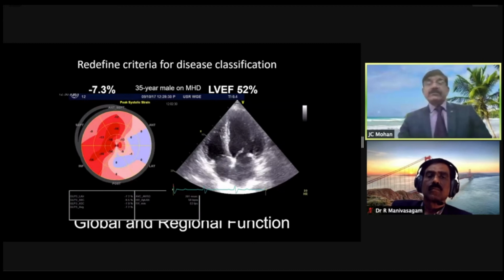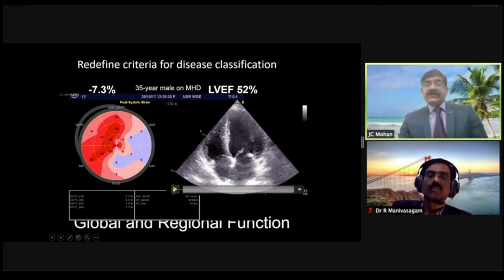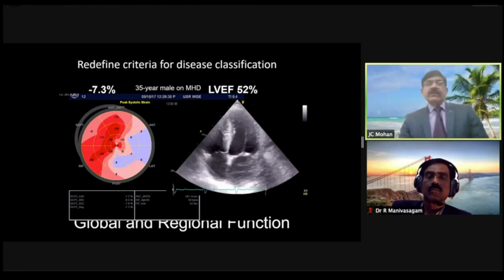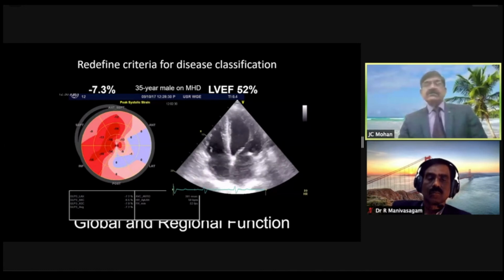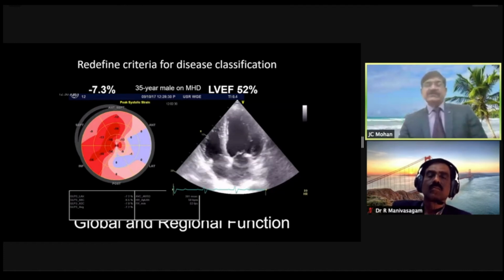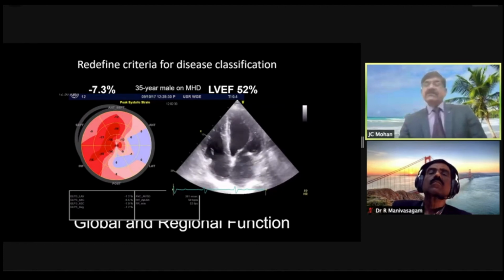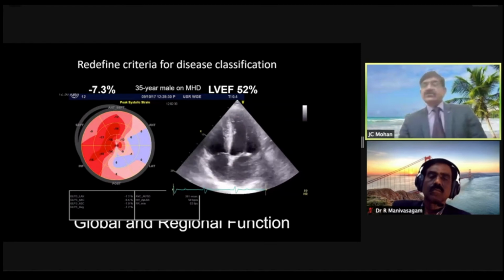What about the preclinical or subclinical disease? Let me just give you an example. This is a 35-year-old male on maintenance hemodialysis. The ejection fraction is 52%, but you might say, well, it is okay. It's not too bad. But when you look at the global longitudinal strain and the bullseye map, two things stand out. The patient has definite evidence of heart disease. The global longitudinal strain is 7%, and a big area of the free wall has a significant amount of fibrosis because that is totally blue.